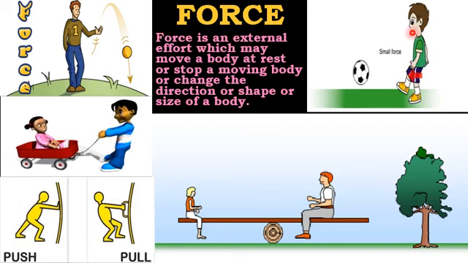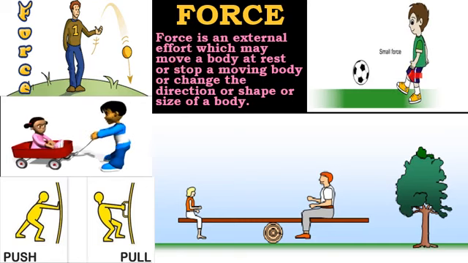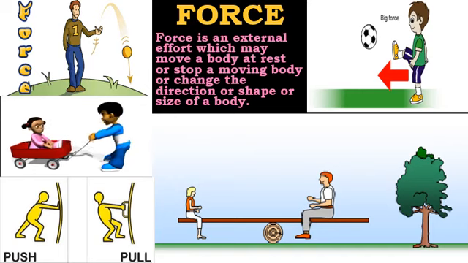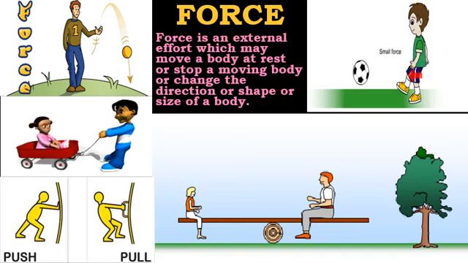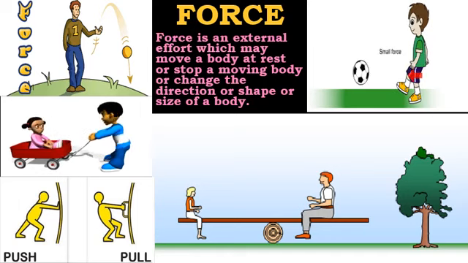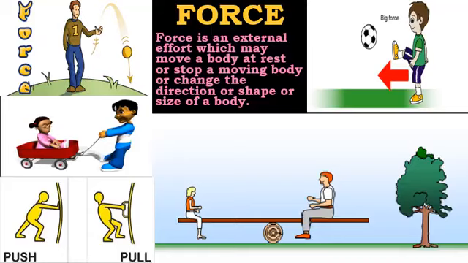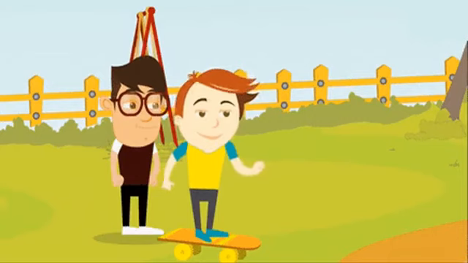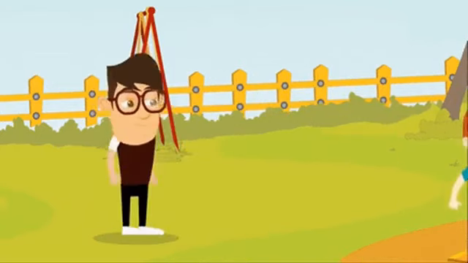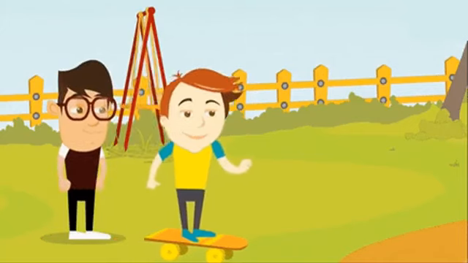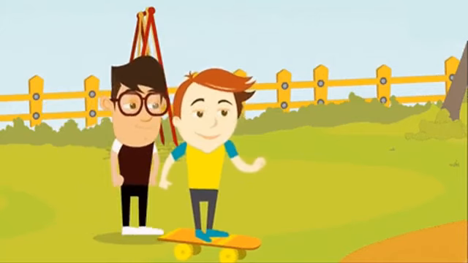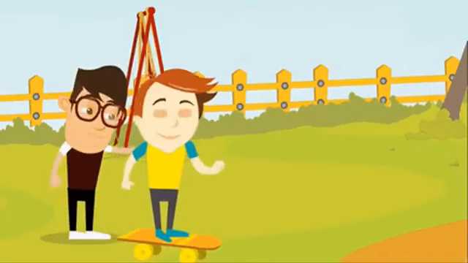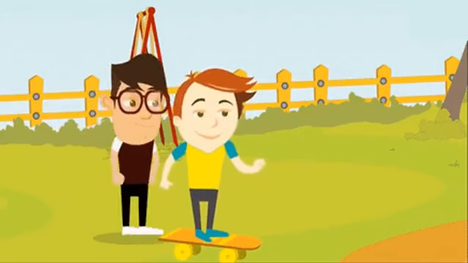This force may move a body at rest. That means if an object is at rest, it can move that body, or it can change the direction or shape or size of the body. All this will happen due to the push or the pull of an object. Here you can see this person first giving a smaller force, and the boy on the skateboard has moved to a lesser distance. Now he is going to give a greater force, due to which he is going to move to a greater distance. So we are able to see different effects of force.